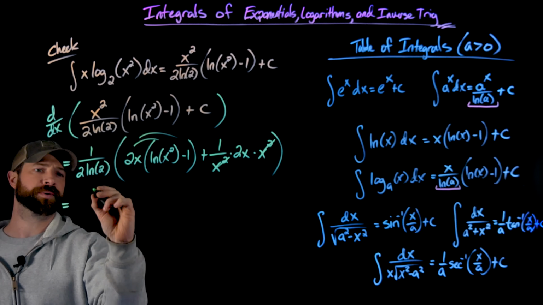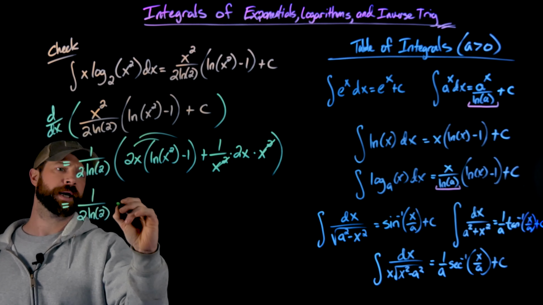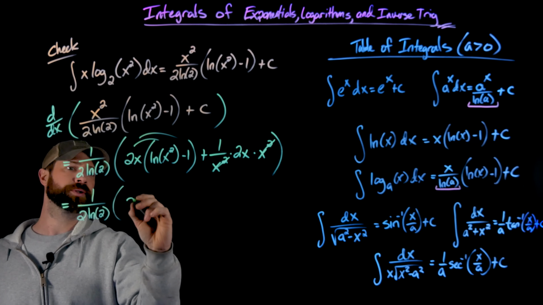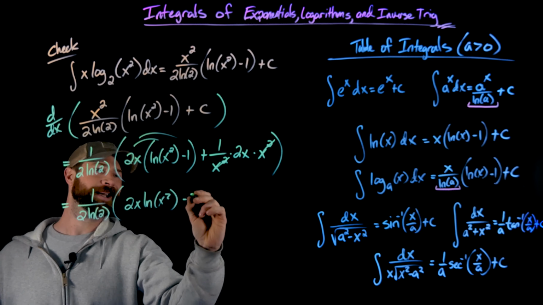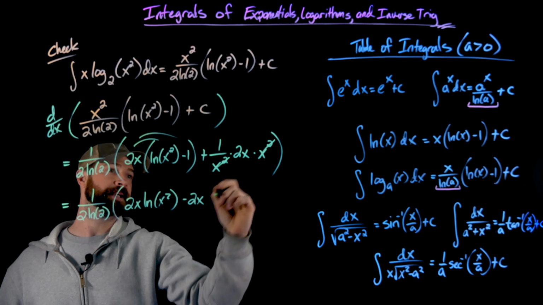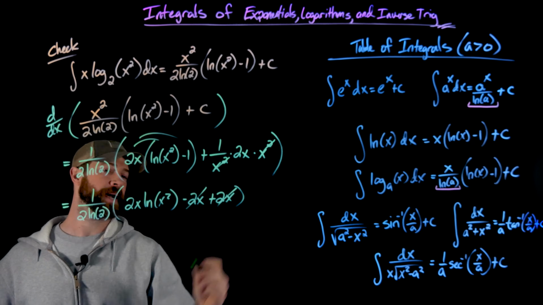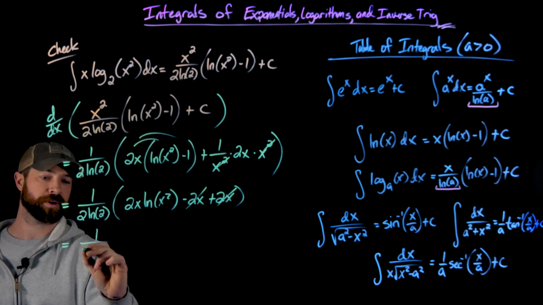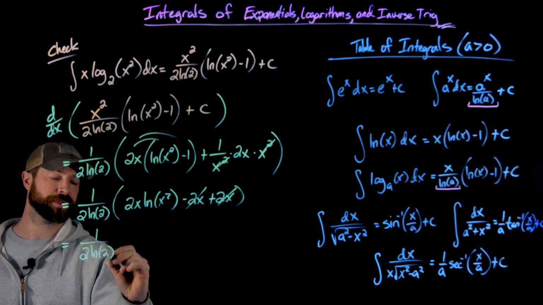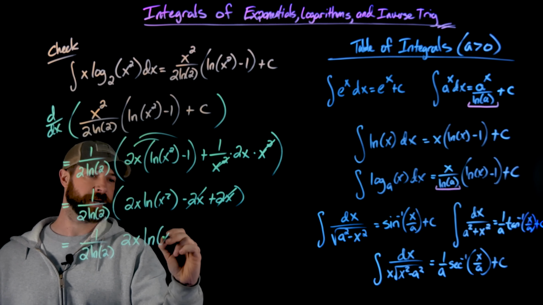So what I'll have is 1 over 2 times the natural log of 2 times 2x natural log of x squared minus 2x, and this becomes all plus 2x. So I get that this minus 2x and plus 2x cancel out. So I'm left here with 1 over 2 natural log of 2 times 2x times the natural log of x squared.